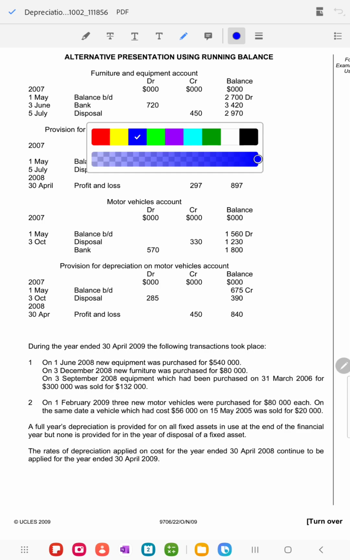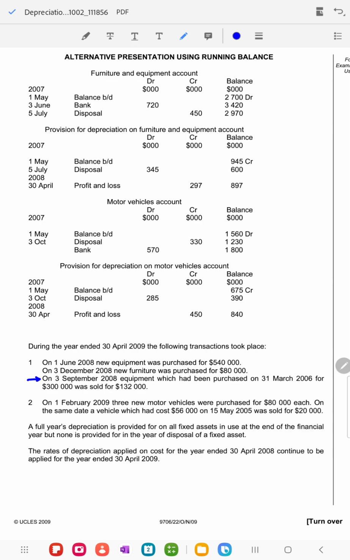Let's talk about the first one. It says that on 3rd September the asset has been disposed of. The asset was purchased for 300,000, and it was purchased on 31st March 2006. Right now we are standing on 30th April 2009. Let's find out the number of years. So 31st March 2006, the first year ends on 30th April 2006, then April 2007, then April 2008, and then 2009. Since it says that no depreciation has to be charged in the year of disposal, we are only charging these 3 years.